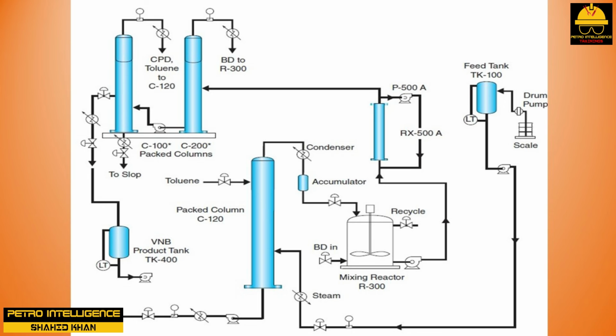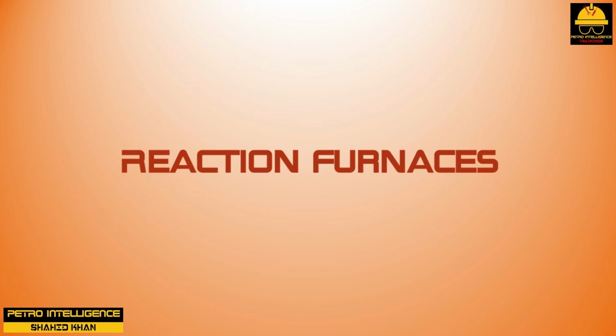The prime bottoms product is sent to a third, vacuum, distillation column for product separation. In the third fractionation tower, the mixture is separated into 3 cuts: BD, CPD, and toluene, overhead, VNB, side stream, and bottoms.